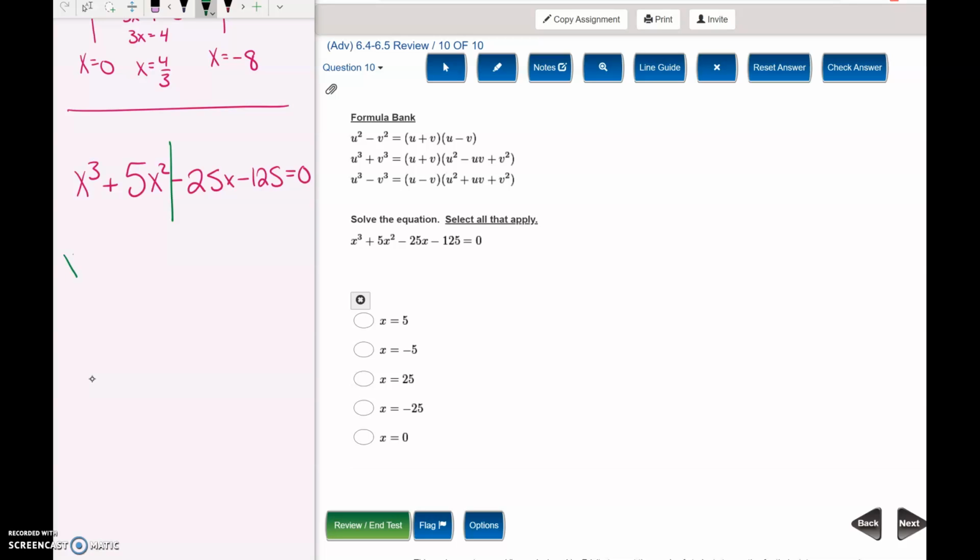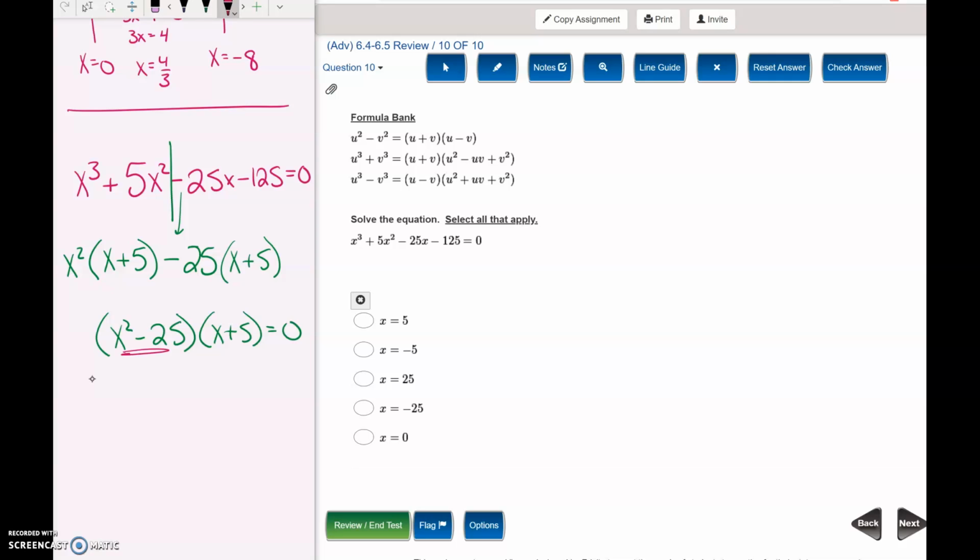The first 2 terms, we can pull x squared out of both of them. Drop the negative down. Negative 25x and negative 125 have negative 25 in common. That would leave us with x plus 5. So our factored form is x squared minus 25, x plus 5 equals 0. This first part is not fully factored. I see x squared minus 25 is a perfect square. So that splits into x plus 5, x minus 5.